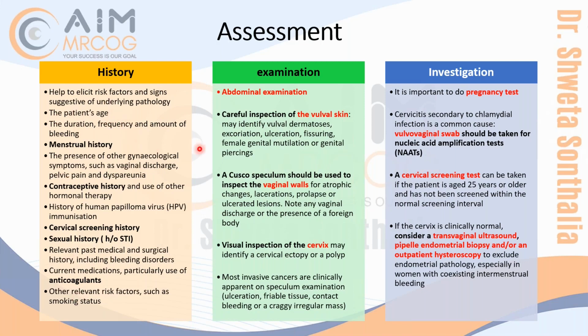Age is important. In examination, you want to look for any contact bleeding. So careful inspection of the vulva, vagina, and cervix is what you want to do. There could be ulceration, tribal, dermatitis, anything which can lead to postcoital bleeding. So it could be simple if on examination you find anything. And in investigation, we already discussed pregnancy test and infection screening test. And biopsy if it is intermenstrual bleeding with postcoital bleeding.